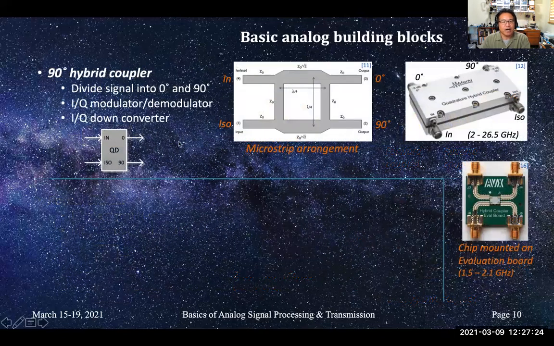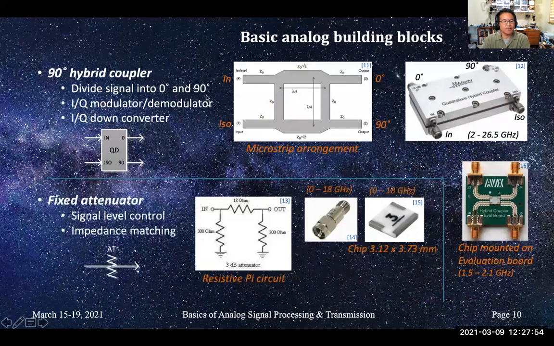A 90-degree hybrid coupler. You can also get 180-degree couplers. This is a 90-degree branch line coupler equivalent. It's microstrip. You can see there's a circuit board sandwiched between two grounds right here, so it might actually be a stripline in this case. Here is a chip version of a hybrid coupler. It's often used in IQ modulation, demodulation, and IQ down conversion for sideband separation.